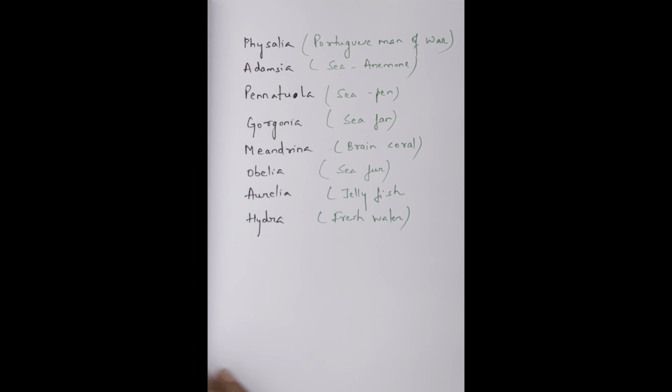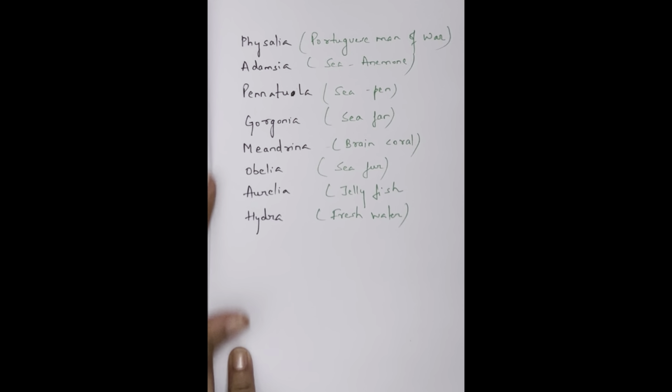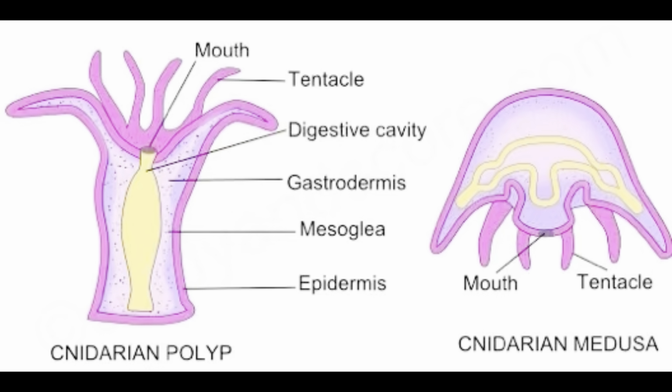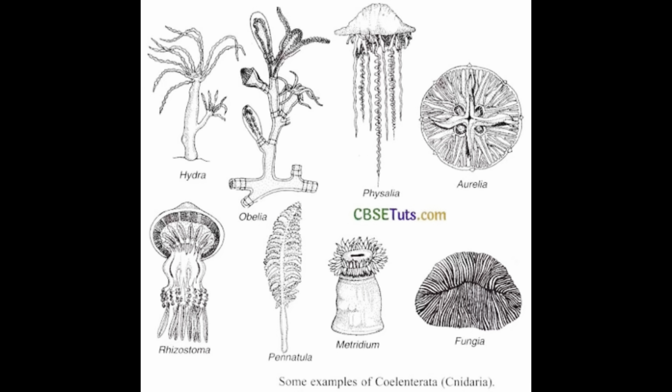Now there are some examples. You can see these are the beautiful corals, and you can see this is again the polyp and medusa form. And this is the diagram given in the NCERT. This is very, very important, of the stinging cell, and these are again some of the examples. So we have discussed coelenterates in this video. Next we will discuss the ctenophores. Thank you so much.